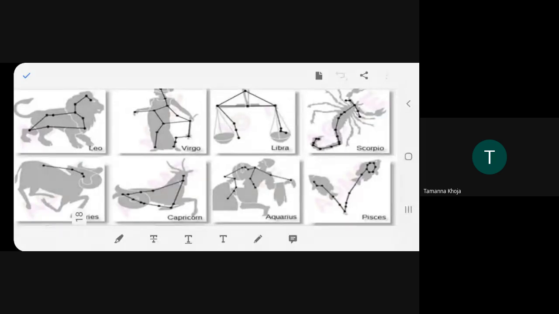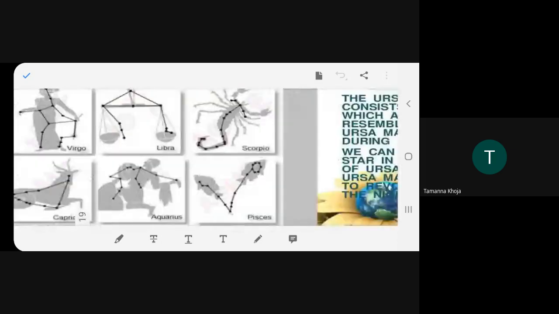Understood, all of you? So we say now, are you a Virgo? Are you a Pisces? Are you a Leo? Don't you say that? Because our birth date comes in that period. You understand? Okay, these are all made by stars.